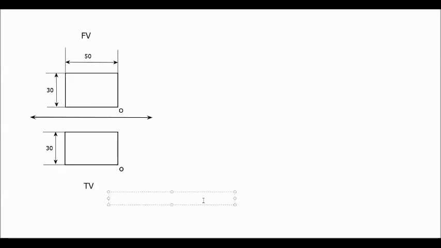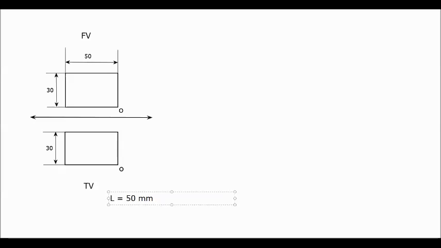So the length of the object is visible in the front view as well as in the top view. The length of the object is given in the front view. So the length of the object is equal to 50 mm, considering all dimensions are given in millimeters.